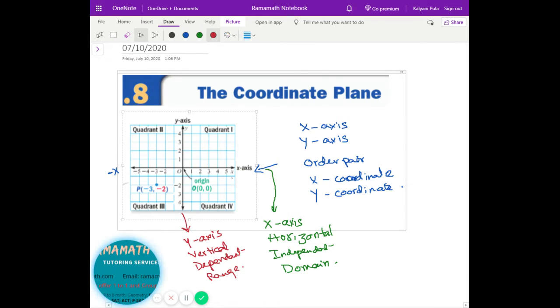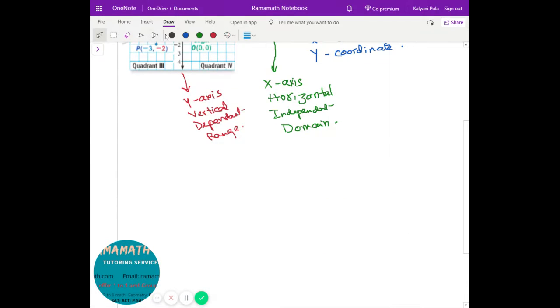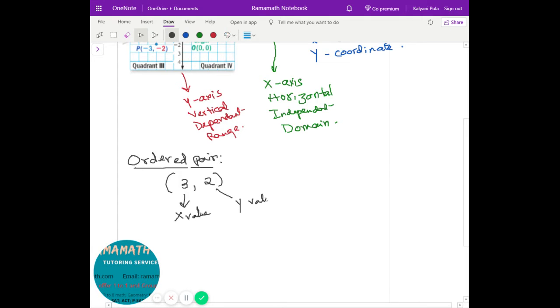Okay, and then we're going to talk about ordered pairs. What do ordered pairs mean? How do we plot them? All those things we're going to check right now. Next, what we need to look at is the ordered pair. The ordered pair is basically x and y. If I put 3 and 2, this 3 is the x value, and this is the y value. Or you can say x-coordinate and then y-coordinate, if you want to use the terminology there.